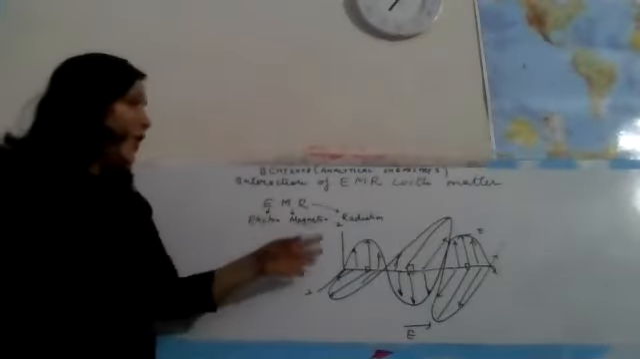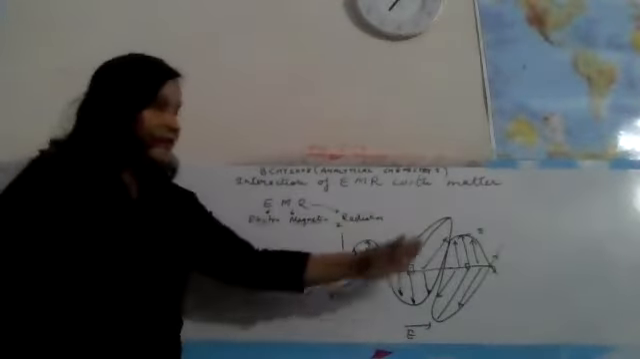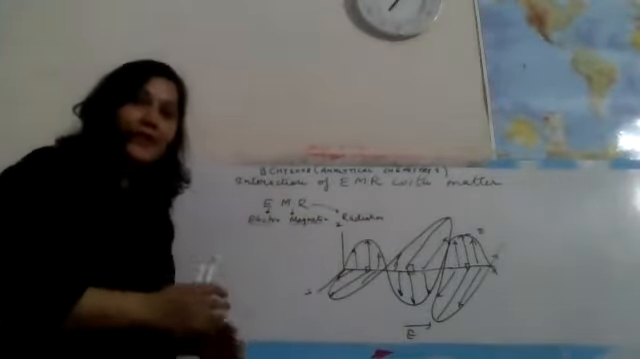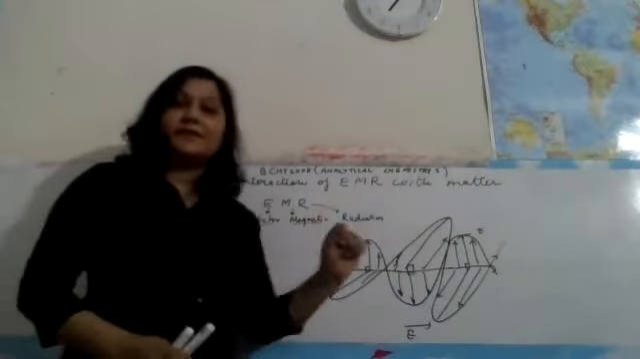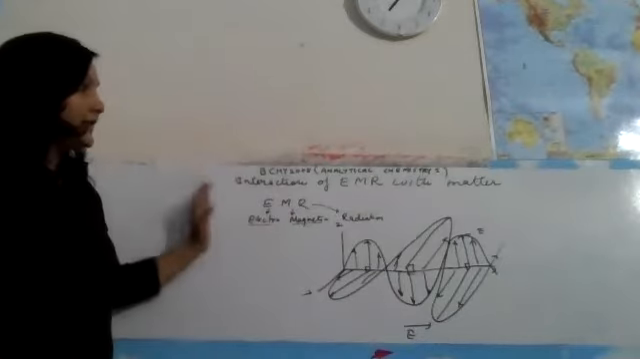Let's discuss one more time. Electromagnetic radiations are the oscillating electric and magnetic fields which are perpendicular to each other and in the direction of energy. This is your electromagnetic radiation.